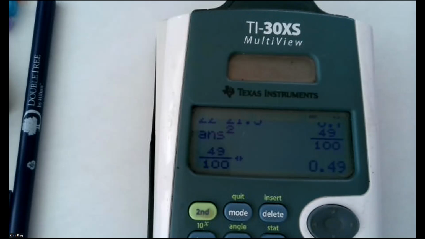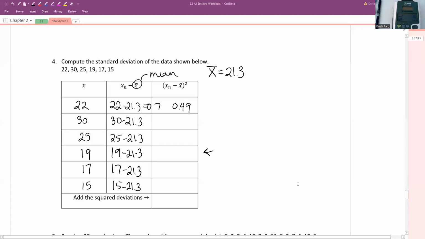I'm going to do that. I'm actually going to do this one real quick. Oh wait, you can't see what I'm doing. I'm going to do the 19 real quick. The 19 minus 21.3, just because, well, I'll show you why when we do it.